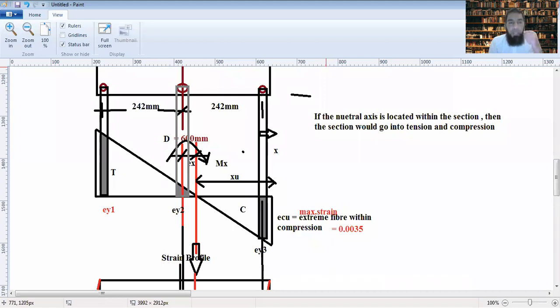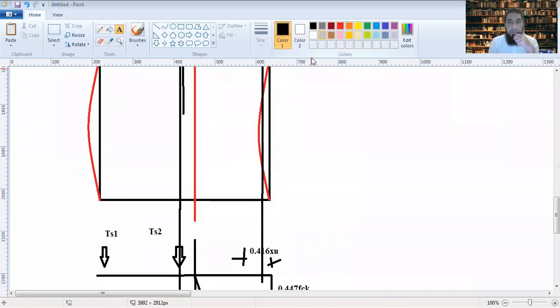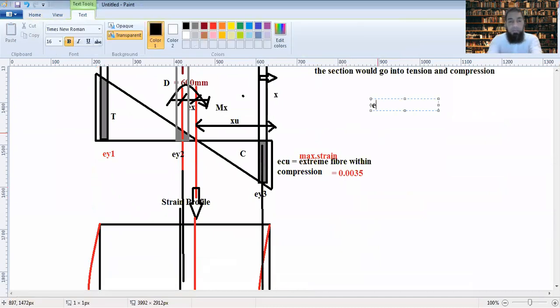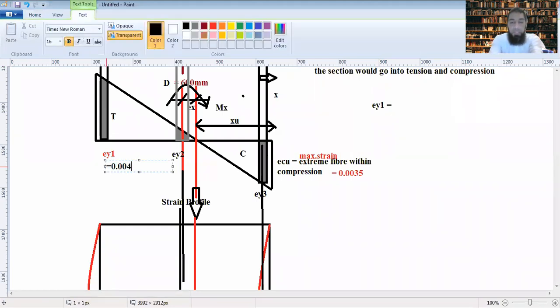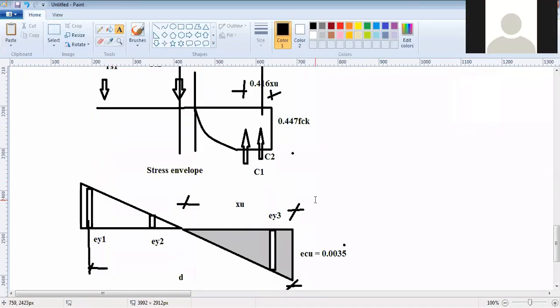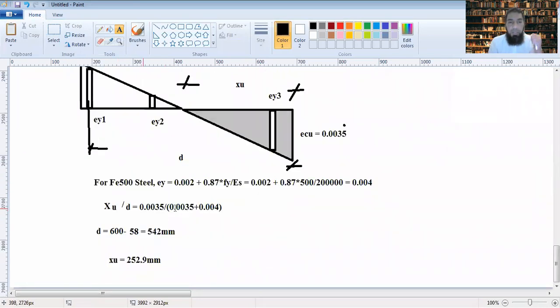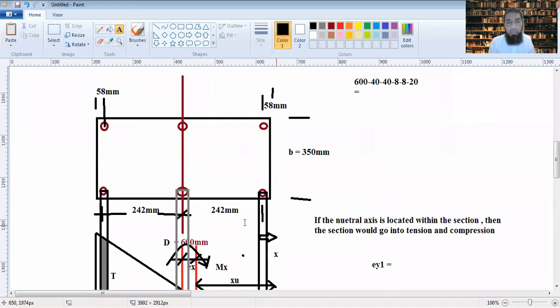Now EY1 is how much? It is 0.004, which we just determined, this one, 0.004, because at the extreme fiber the most tension will develop. That's why we implemented the same here from similar triangles. At the EY1 location we took 0.004.